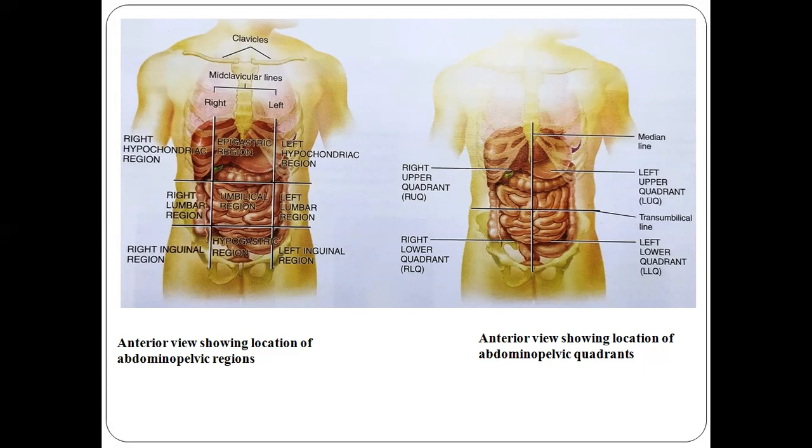So the 9 region division is more widely used for anatomical studies, and quadrants are more commonly used by clinicians for describing the site of abdominopelvic pain, a tumor, or other abnormalities.